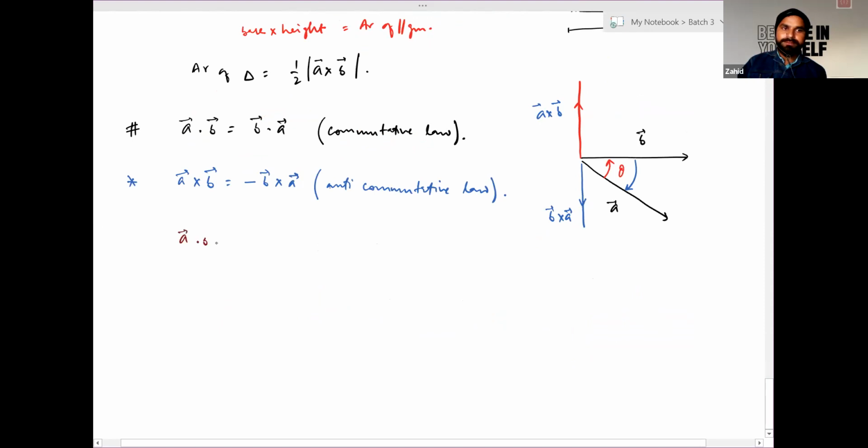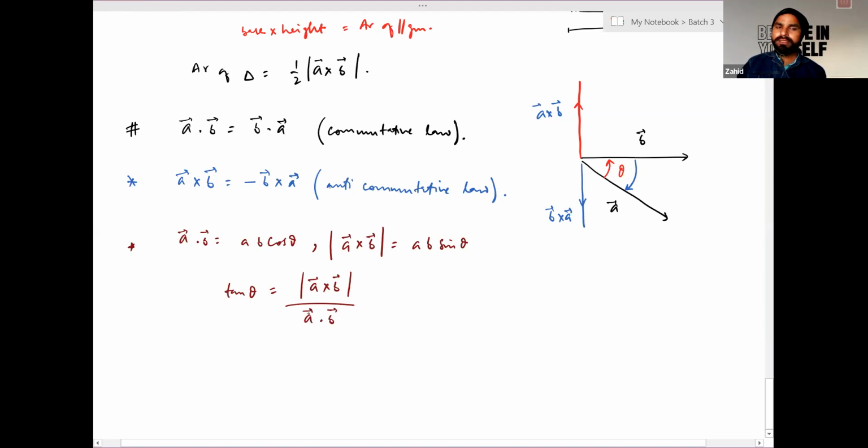There is one more relation related to dot product and cross product. A dot B equals AB times cos theta. Similarly, the magnitude of A cross B equals AB sin theta. Now, if you divide these two terms, you will get tan theta equals the magnitude of A cross B divided by A dot B. This is also called the Lagrange relation. Is it clear? Okay, just write it down.